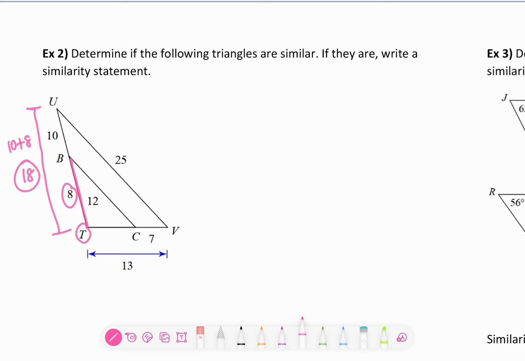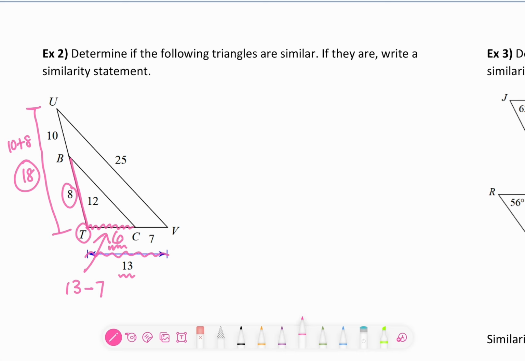If we look at the bottom where we have TC and TV, so TC, actually let me notate this differently. TC is going to correspond with T all the way to V. Well, we already have T all the way to V. That's 13. But we don't have TC. So to find that missing TC, you just take your whole length of 13, which is TV, and subtract the 7, which is the CV, right? And that's going to give you your value of TC. So that's going to be 13 minus 7, which is 6.